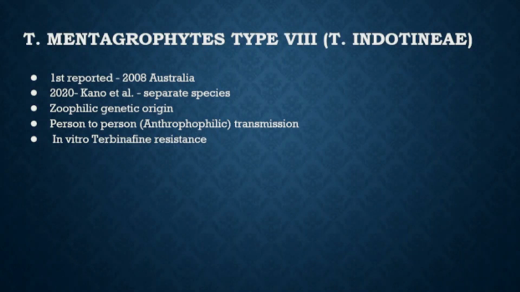Now, I would like to draw your attention to a more specific and recent outbreak that has caused a lot of havoc nowadays. We call it Trichophyton mentagrophytes type 8, or in other terms, Trichophyton indotineae. It was first reported in 2008 in Australia. In 2020, it was identified as a separate species.